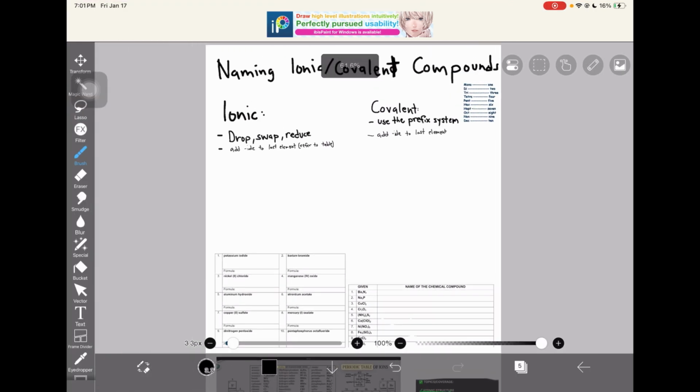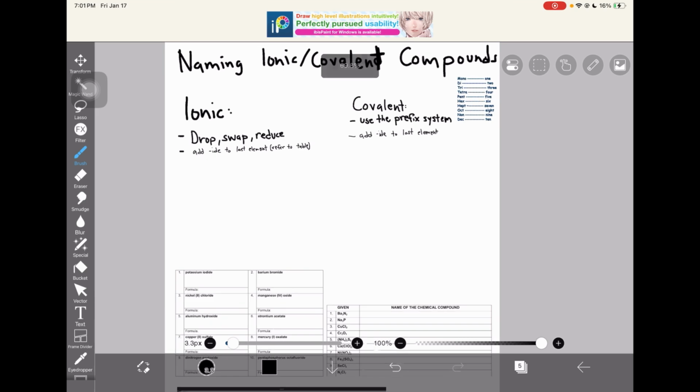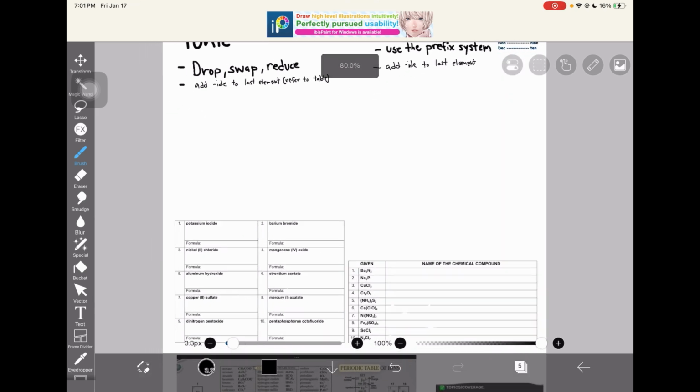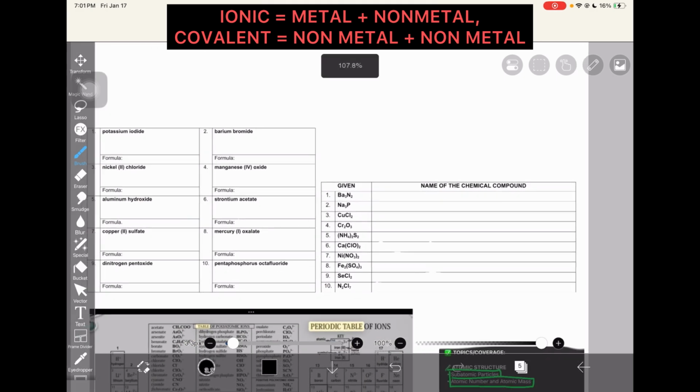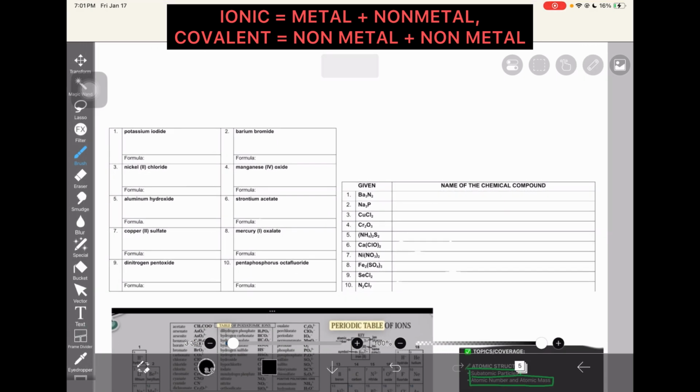So I'm going to teach you how to name ionic and covalent compounds from word form to chemical formula and vice versa. If you've taken the test before, you've probably seen these items, and I'm going to be explaining every single one of them, so this will take a while.